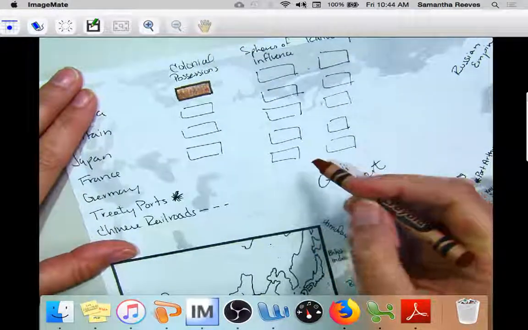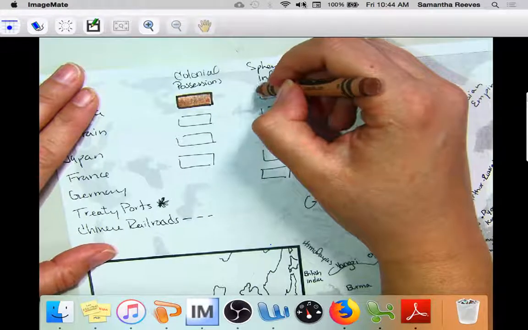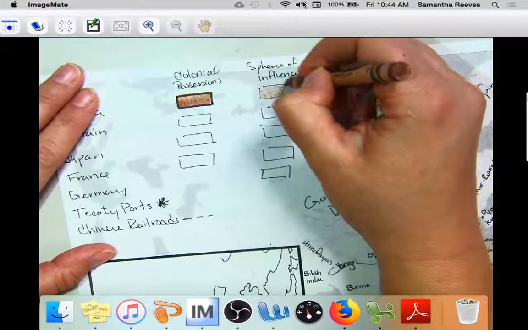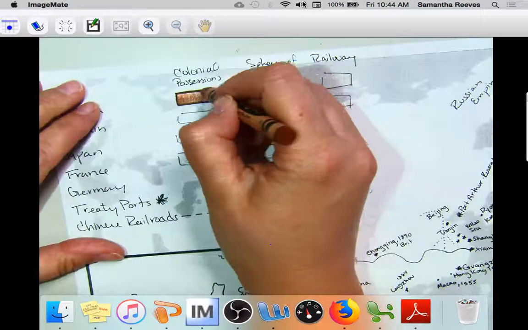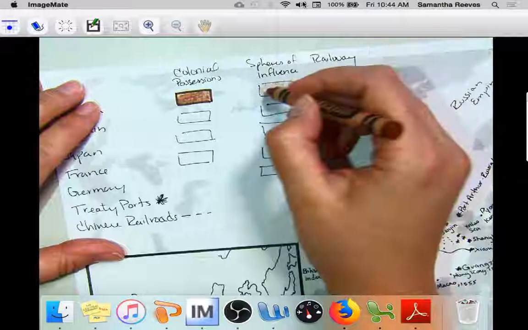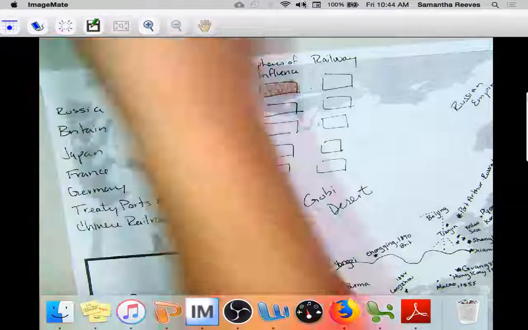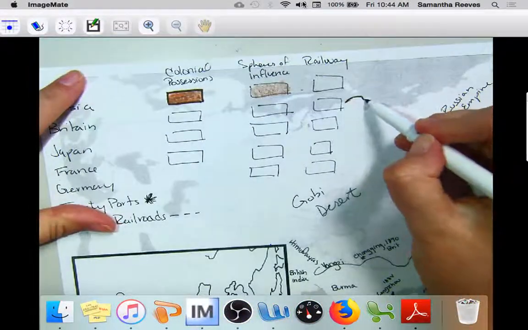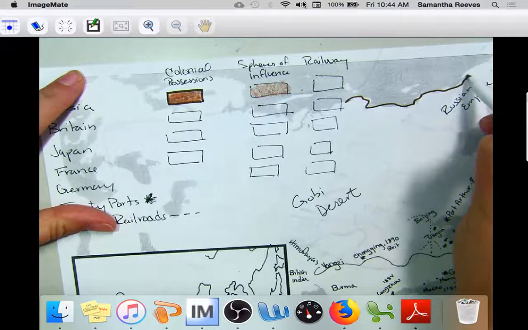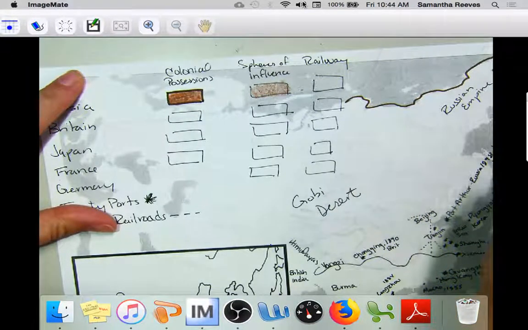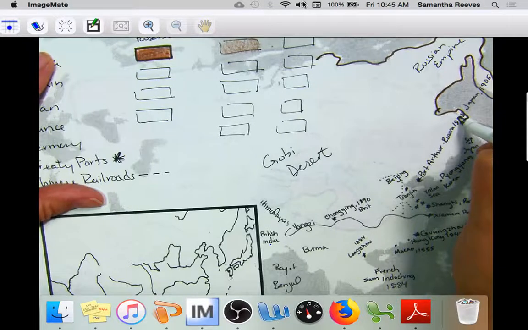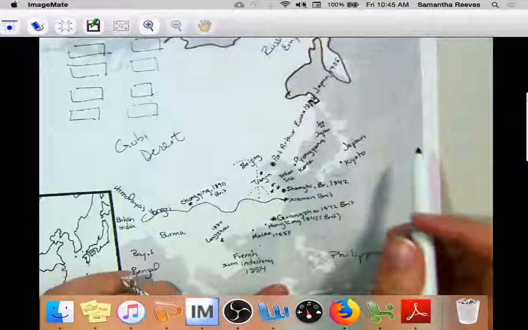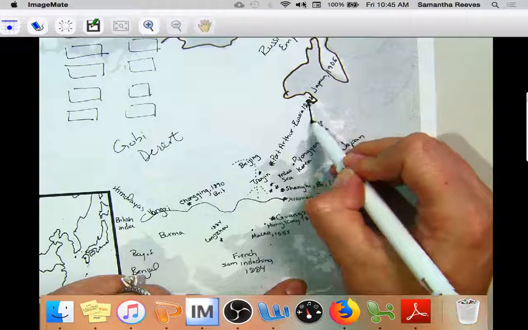Then when we do spheres of influence, you're going to do it really lightly. Do we see the difference between the two? So your colonial possessions, you're going to press really hard. Your spheres of influence, you're going to do it really lightly. Alright, so of course the Northern Territory belongs to Russia, so we'll just get that going. Now when you get to this little part down here, you're going to divide it in half just like we did before. Now please watch as I come over here because things start getting different.